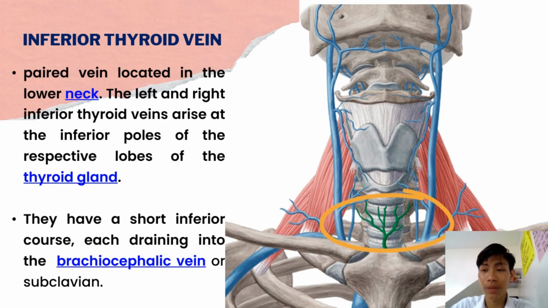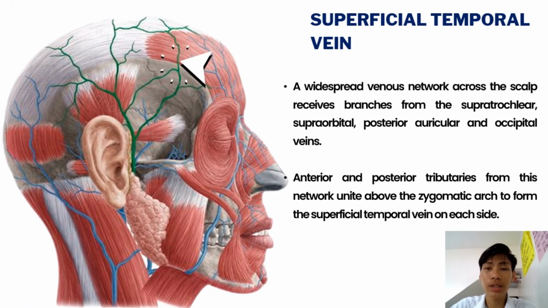We also have the superficial temporal vein. It is a widespread venous network across the scalp, and it receives branches from the supratrochlear, supraorbital, and posterior auricular and occipital veins, as what we have discussed earlier. Anterior and posterior tributaries from this network unite above the zygomatic arch to form the superficial temporal vein on each side.